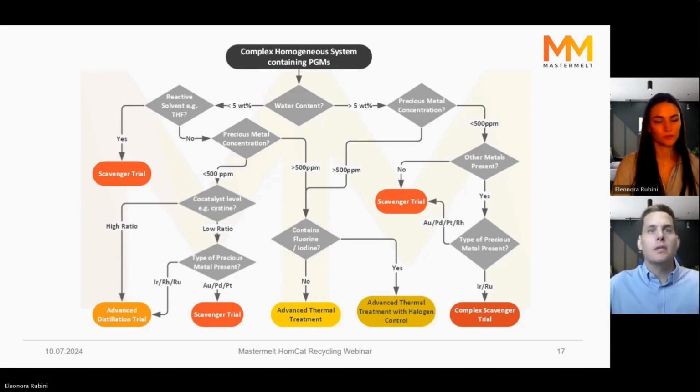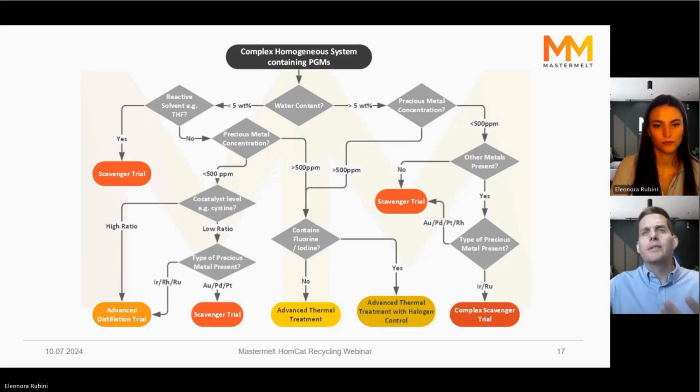So there's no additional processing in there. There may be some additions to the mix of the material, but we'll be looking to advanced thermally pre-treat it. Maybe there is some fluorine in there, and again, we can still treat this by thermal pre-treatment, but there'll need to be some additional halogen controls while we're doing that to make sure it's done safely and efficiently.